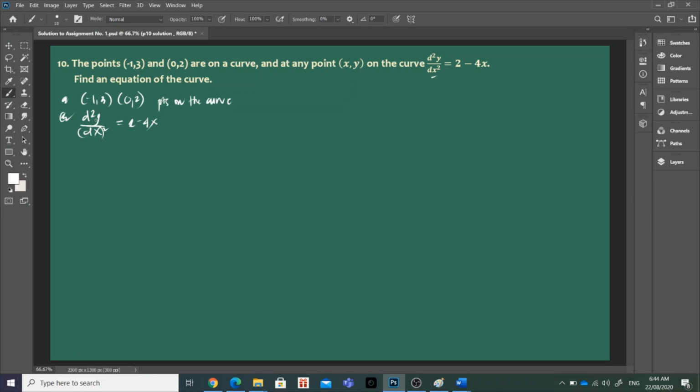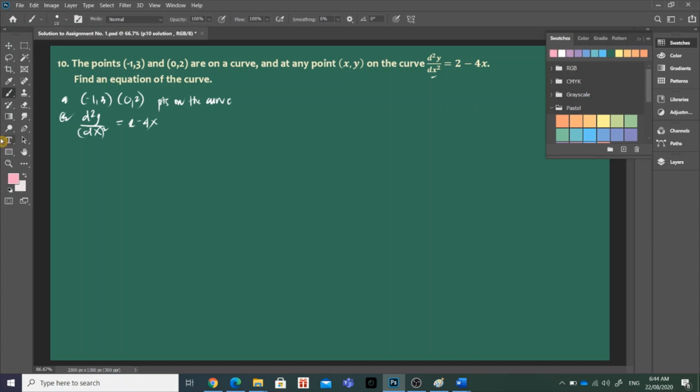So as we know, mag-i-start tayo sa pag-integrate, okay, twice ng d squared y over dx squared equals 2 minus 4x. So ang mangyayari, makakakuha tayo ng dalawang equations. Okay, kapag in-integrate natin ito, makakuha tayo ng y prime in terms of x plus c sub 1 constant. After integrating y prime, makakuha tayo uli ng isa pang equation, which is y as a function of x plus c sub 1x plus c sub 2 arbitrary constant.